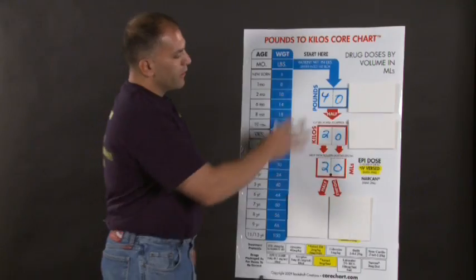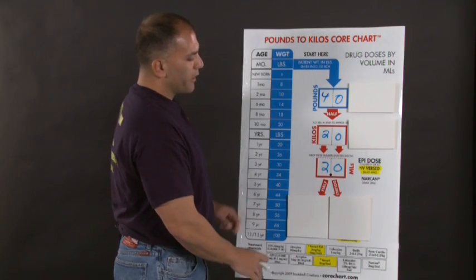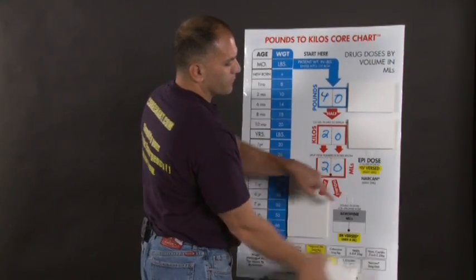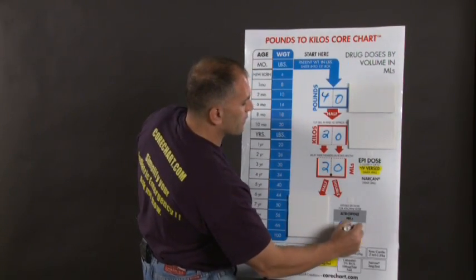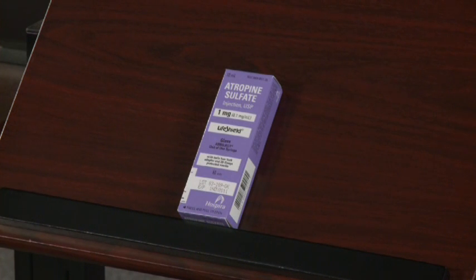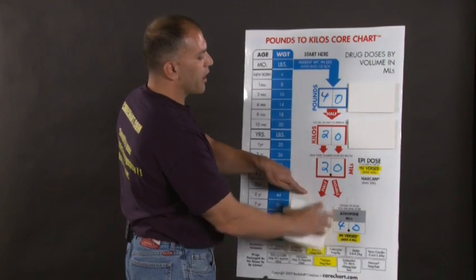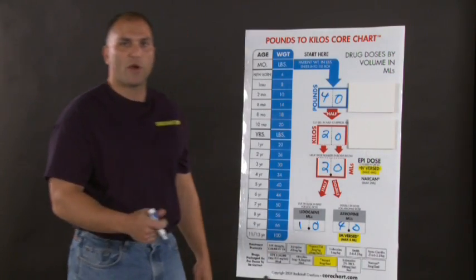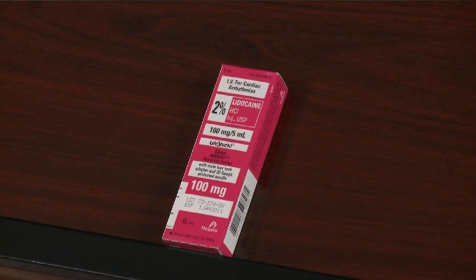Okay? Now let's work through the chart and we'll go back and plug in the rest of the numbers. If you take your epi dose and double it to 4 mLs, you have your atropine dose for this child. If you take your epi dose and cut it in half to 1, you have your lidocaine dose in mLs, 1 mL out of a Bristojet Corechart packaged drugs.